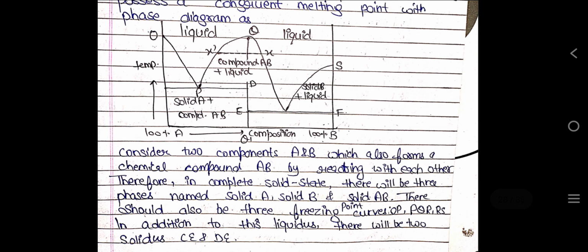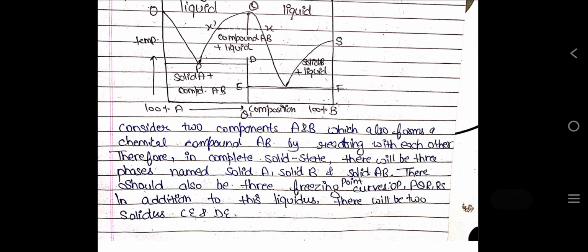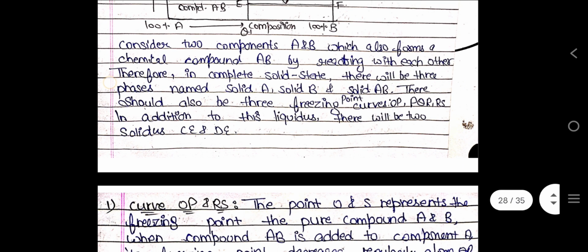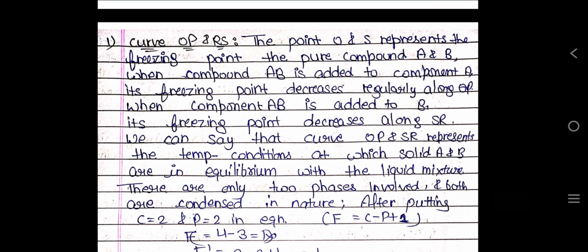System forming solid compounds AxBy with congruent and incongruent melting points. System forming solid compound AxBy with congruent melting point: in this system, the solid compound melts sharply at temperature T with the same composition as the initial. These compounds are said to possess a congruent melting point, with the phase diagram as shown.